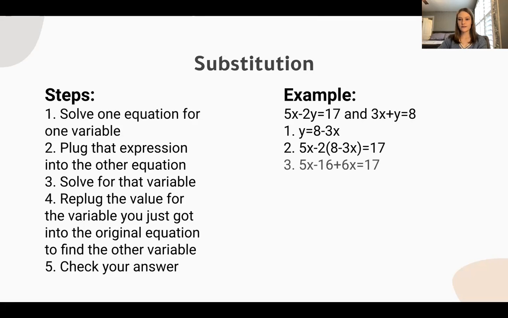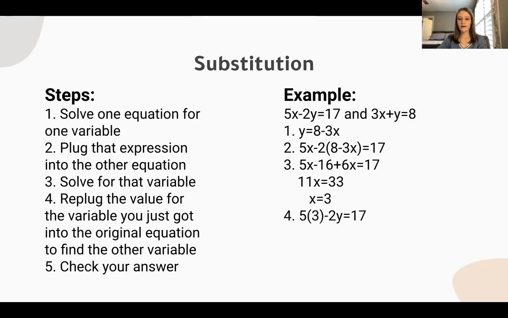And we'll simplify it out to get 5x minus 16 plus 6x equals 17. And when we solve for x, we'll get 11x equals 33 and x equals 3. And now we'll plug what we just got for x, which is 3, back into one of the original equations. It doesn't matter which one you choose. It should lead you to the same answer.